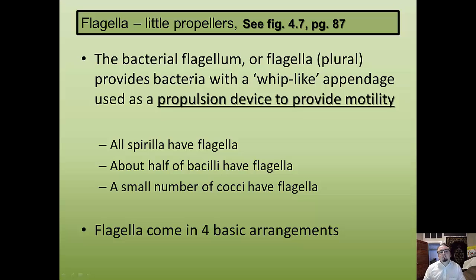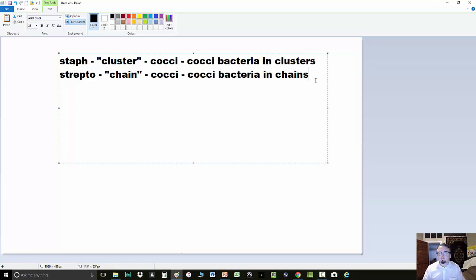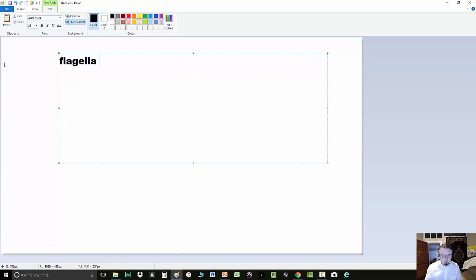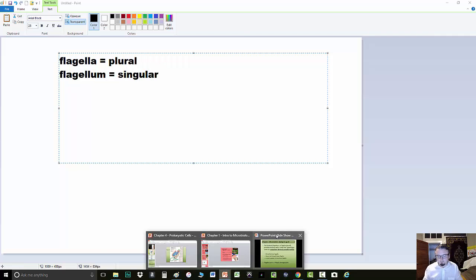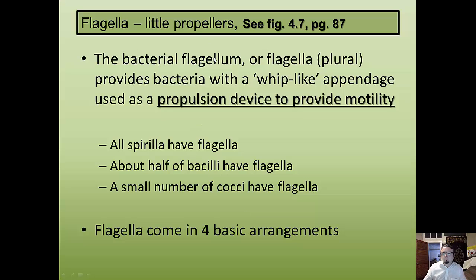So the first is considered a flagella. Flagella is actually the plural form, and flagellum would be the singular. I'm sorry, I didn't realize I had said it right there. Anyway, the flagellum or the flagella can be thought of like a tail, and it's got a whip-like motion that acts as a propulsion device, basically.